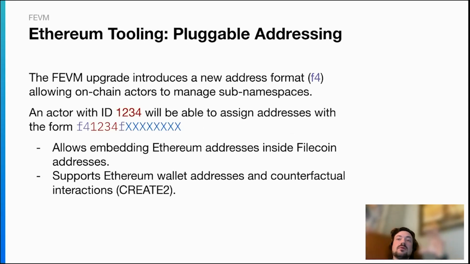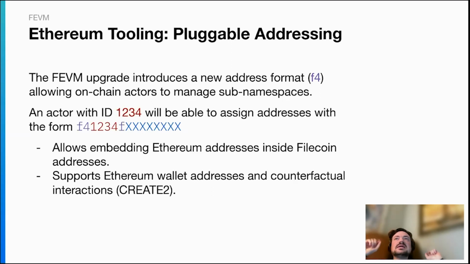The way we did the addressing, at least, was to introduce a new address class called F4. You may have heard of this before. I've talked about it a few times. Basically, this lets actors on chain wrap Ethereum addresses in a Filecoin address, or really wrap any arbitrary addressing scheme in a Filecoin address, by effectively delegating control of an entire address subnamespace to some actor. So in our case, we created this new actor called the EAM, or the Ethereum Address Manager, that manages the address namespace starting with F410F.